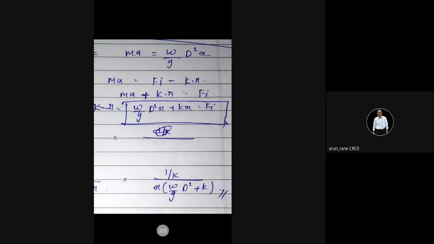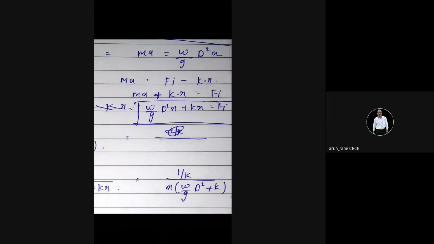X upon Fi is equal to... show me step by step. Ma is equal to Fi minus Kx. So the equation of motion is: W upon g, d square x, plus Kx, minus Fi. Okay, then next step, go down. This transfer function, last line: X upon Fi.